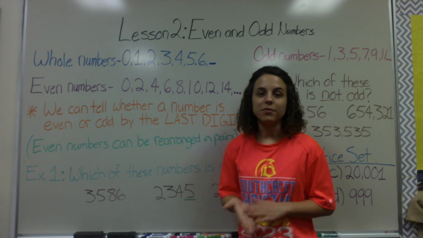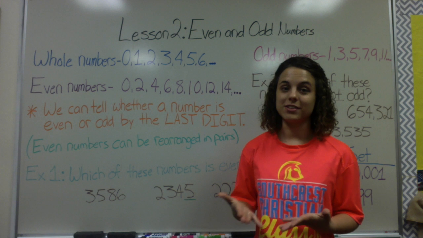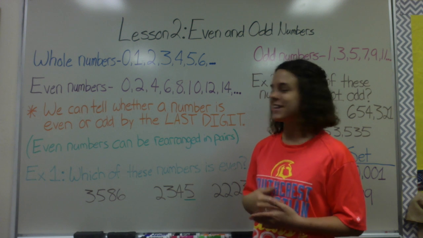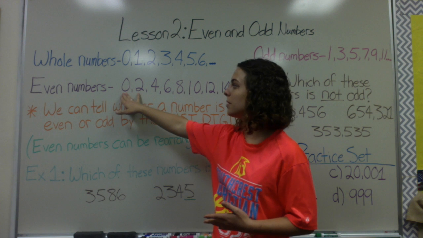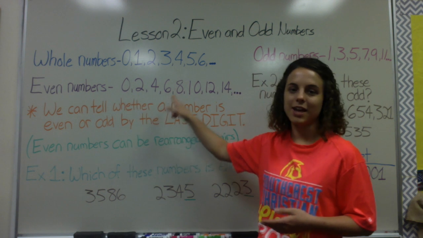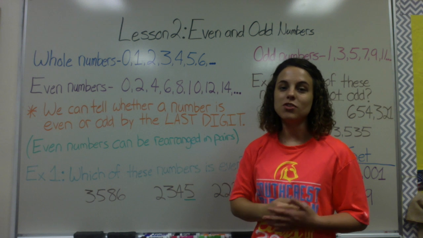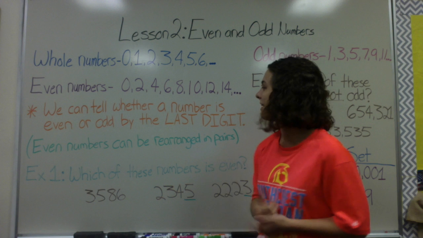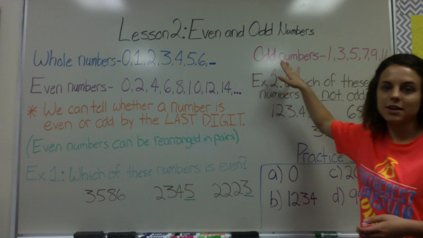Now, we are mainly going to be focusing on even and odd numbers. Our even numbers are whenever we start with 0, we count by 2s. So I have 0, 2, 4, 6, 8, 10, 12, 14, 16, 18, and I'm sure you could continue on and on as well.